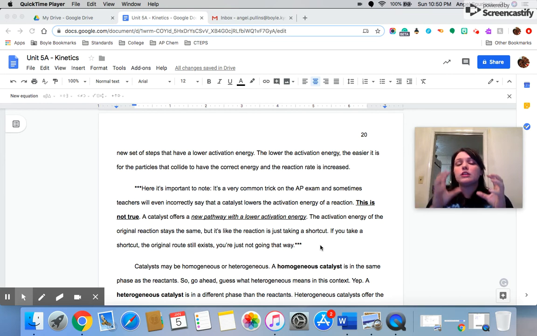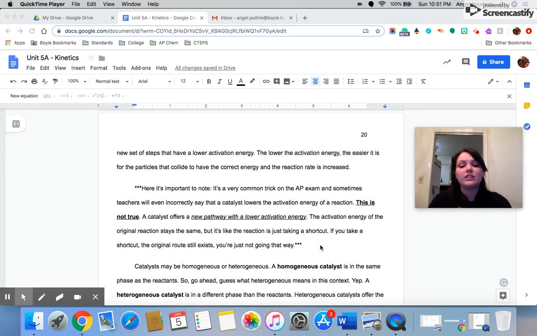What's really happening is that the shortcut that the catalyst allows the reaction to go through has a lower activation energy. It does not take as much energy to go through the catalyst as it does to go through the regular reaction. So a catalyst does not lower the activation energy of the reaction. Okay, if you take a shortcut, the original path is still there. What a catalyst does is it offers a new pathway with a lower activation energy. By lowering the activation energy, you make it more likely that your collisions are going to hit with that energy and that they're actually going to be fruitful, right?